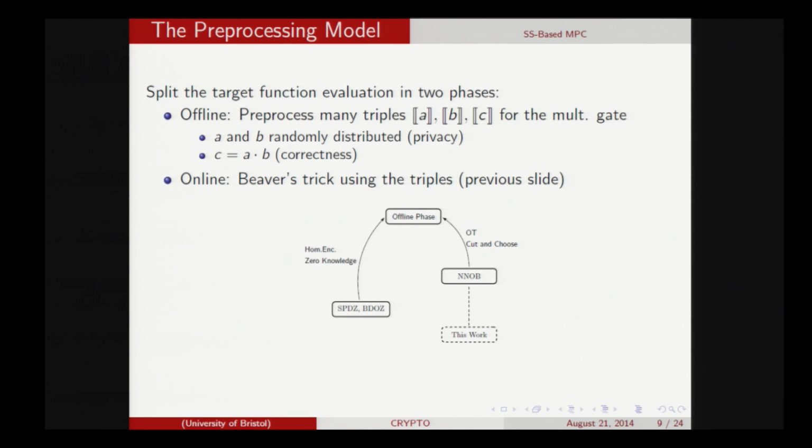So far, we know two ways of generating the triples. You can use homomorphic encryption. This is one line of research. Or you can use Oblivious Transfer. And this is what we do in the paper. We use Oblivious Transfer to generate the triples that are needed for the online multiplication.